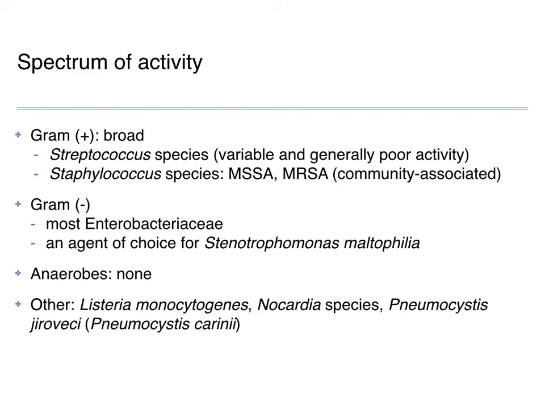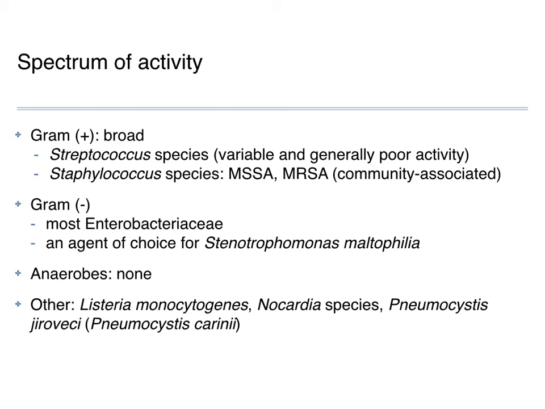So spectrum of activity, so gram-positives. Okay strep coverage, not really great strep coverage, and you wouldn't typically use TMP-SMX if you were really suspecting that strep was a fairly likely pathogen that was causing an infection. Staph, on the other hand, pretty good staph coverage of MSSA and MRSA, although again with the caveat that we typically would use these primarily for community-associated MRSA infections and not so much for hospital-acquired infections.